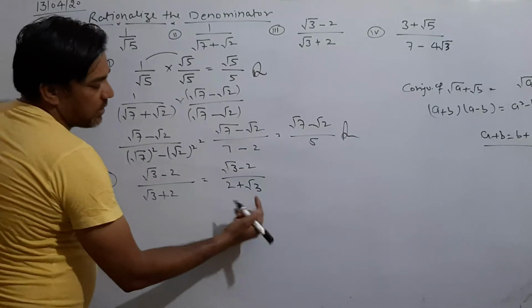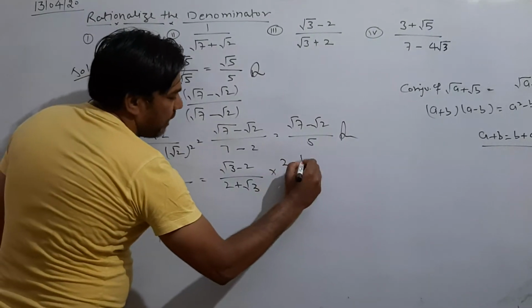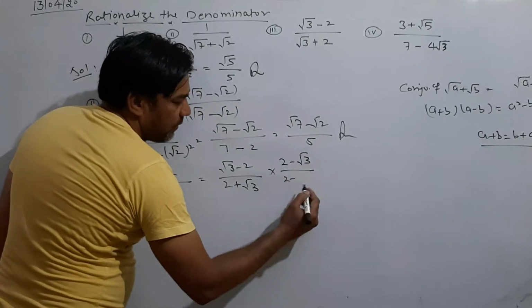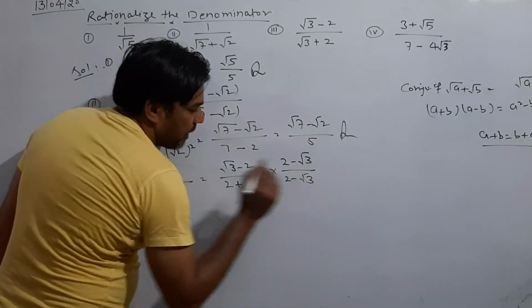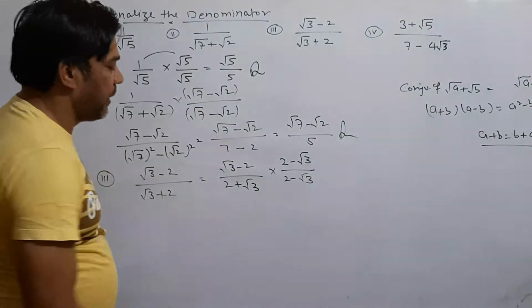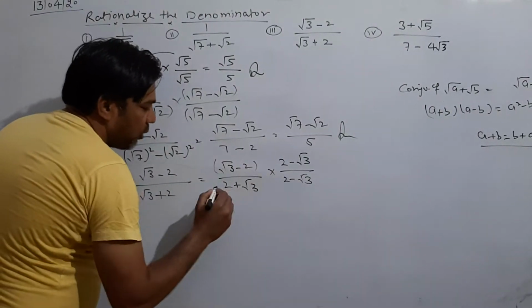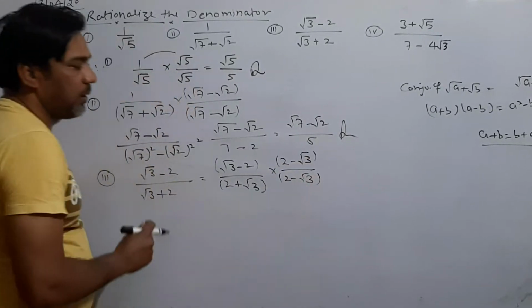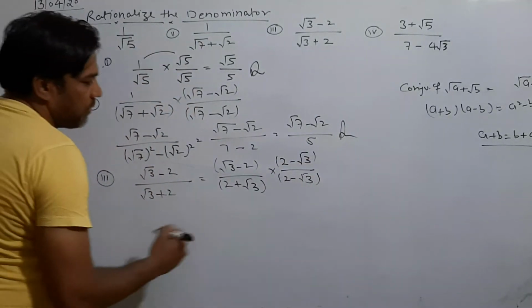What is the conjugate of this number? The conjugate of this number would be 2 minus under root 3, and by whichever number we multiply, we have to divide by the same number, 2 minus under root 3, because these are binomial terms, so you have to close them in a bracket. So now check this.